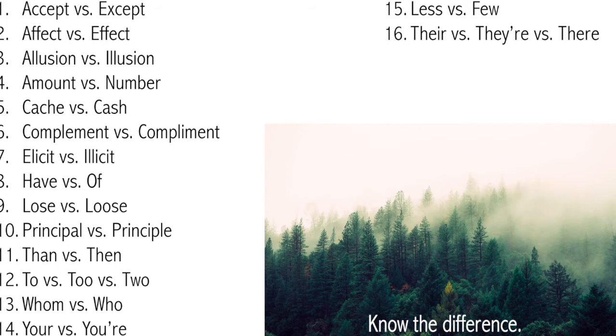Principal versus principle. The one with an A, principal, is a high-ranking person. So you have a principal of a school. But the one that ends with PLE, principle, is a moral of sorts, right? Than versus then. Than is used for comparison. I am better than. You are better than. She is better than. Then is for time. Back then is how we'd use it.